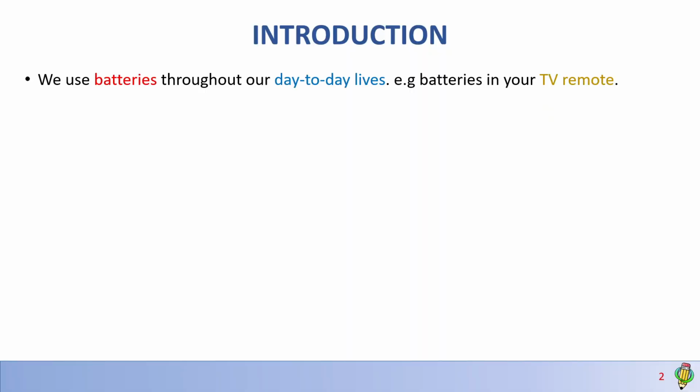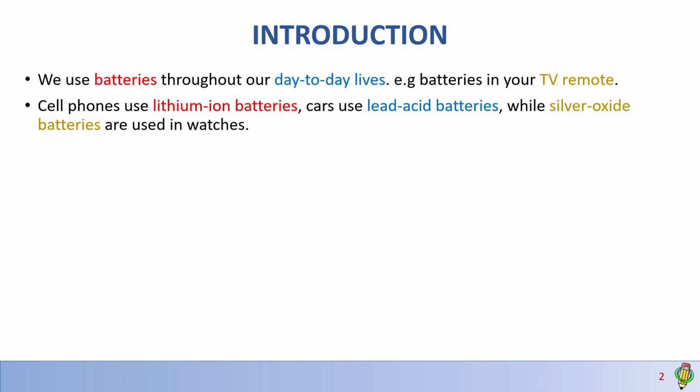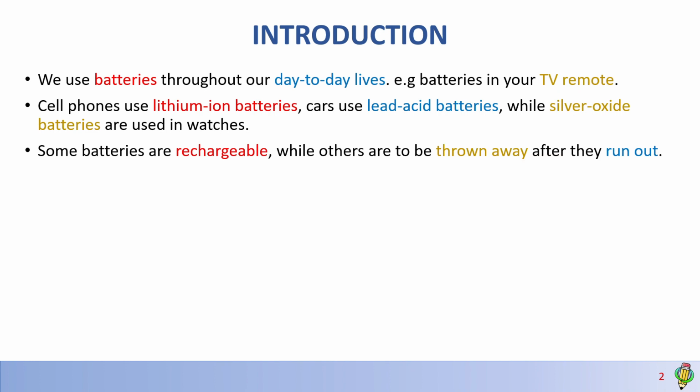We use batteries in our everyday lives. For example, the battery in your cell phone is called a lithium-ion battery. The battery in your car is a lead-acid battery, and your watches will use silver oxide batteries. Some batteries are rechargeable, while some we throw away after we use them.